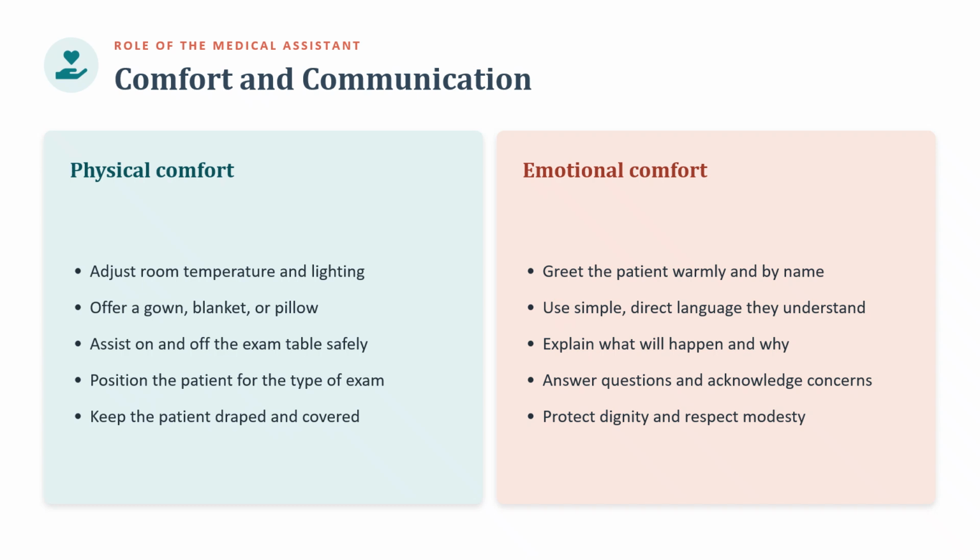Making the patient comfortable has two sides, physical and emotional, and you attend to both throughout the visit. On the physical side, small things matter. Adjust the room temperature and lighting, offer a gown, blanket, or pillow, and help the patient on and off the exam table safely to prevent falls. You also position the patient for the specific type of exam and keep them draped so only the area being examined is exposed.